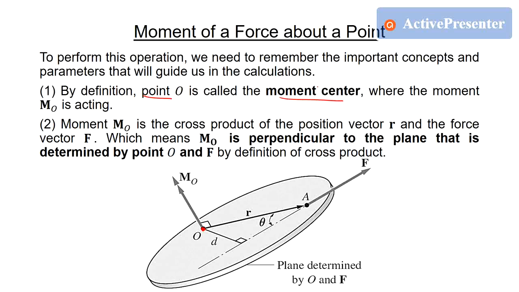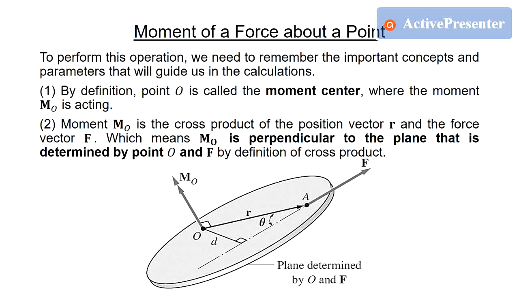So the point may vary from time to time. It may also ask, what is the moment of force F about point B? Meaning another, different point. So this one right here will be R. It will depend on where the moment center is. This one right here is the moment center, which is point O. So moment MO is the cross product of the position vector R and the force vector F.